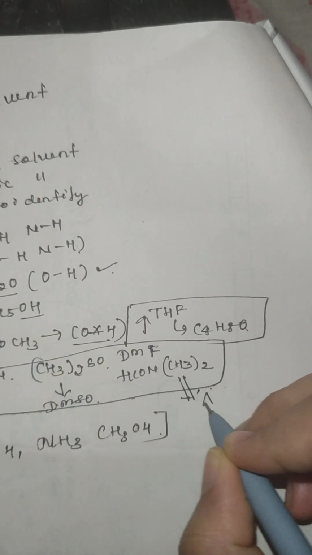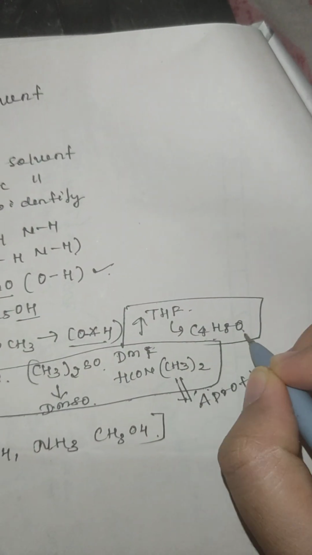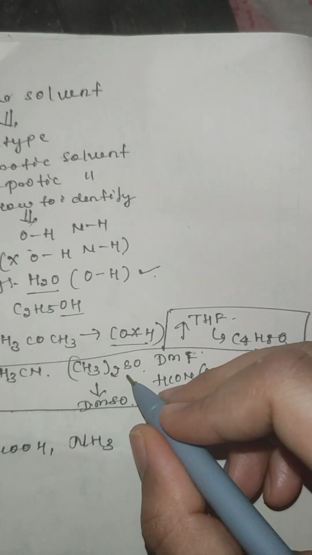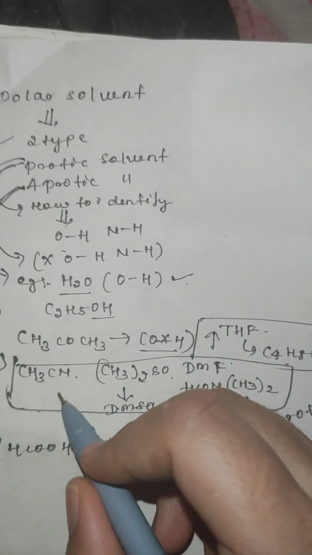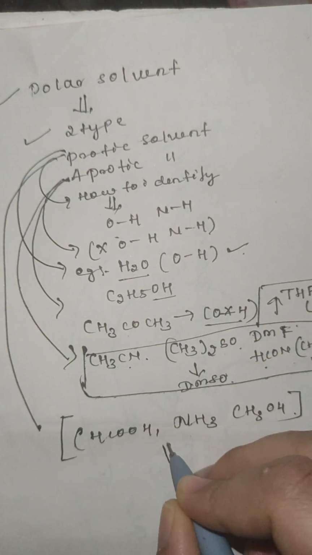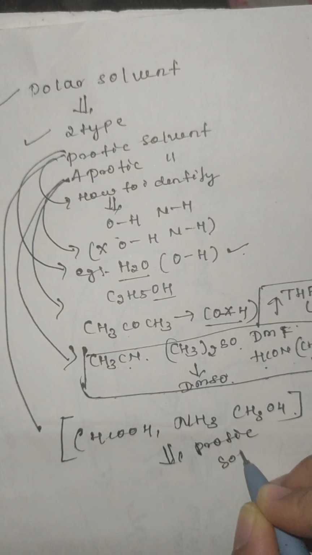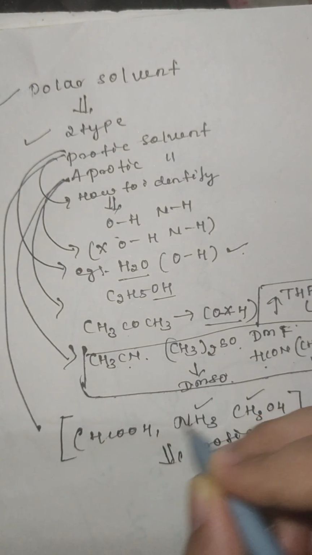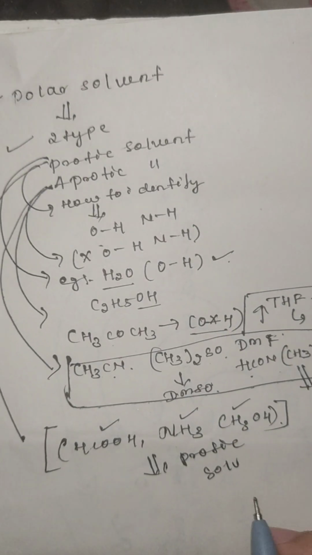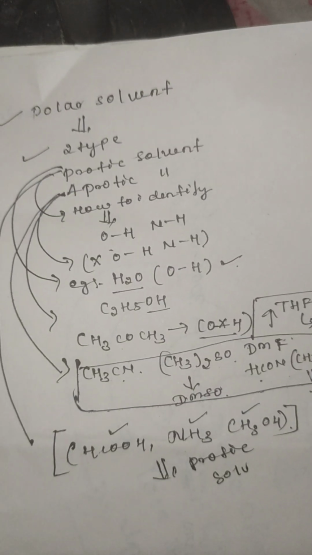Okay, look at DMF, dimethylformamide. This has N(CH3) twice and a C double bond O and H group. And DMSO, dimethyl sulfoxide, has S double bond O and CH3 twice. Then CH3CN. Then formic acid, ammonia, and methanol. These are the protic solvents, these are the protic examples. For aprotic solvents, examples are DMF, DMSO and CH3CN.